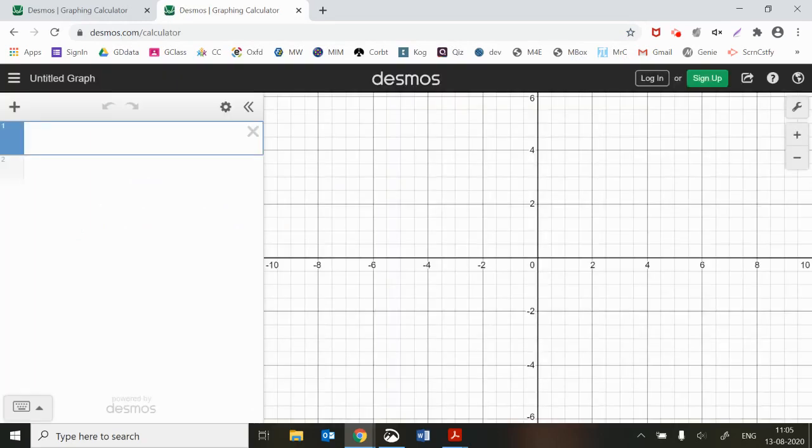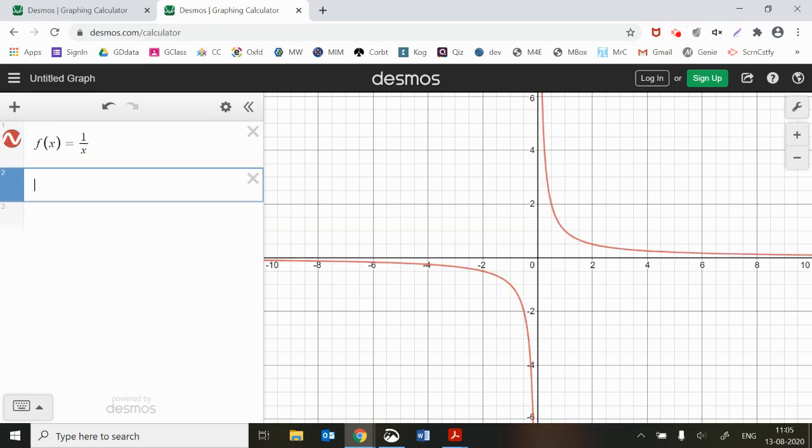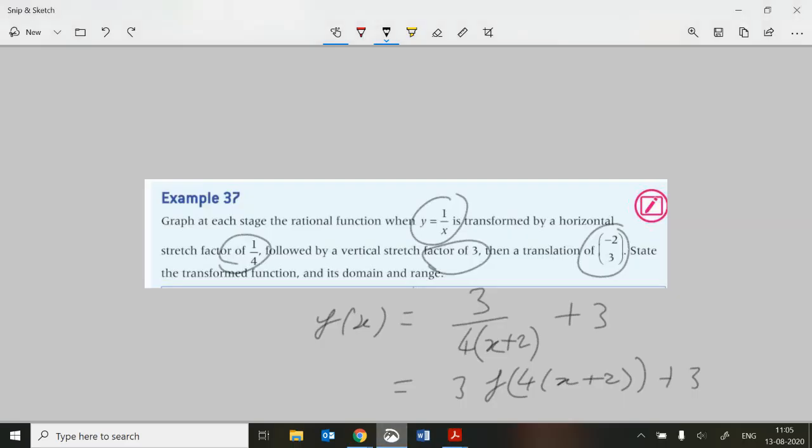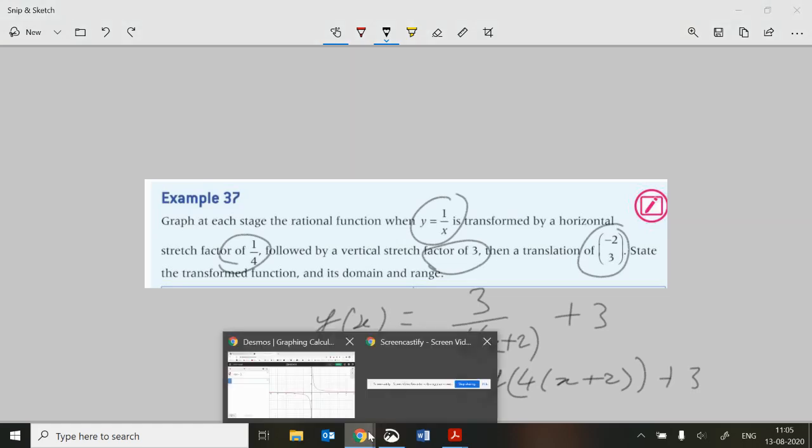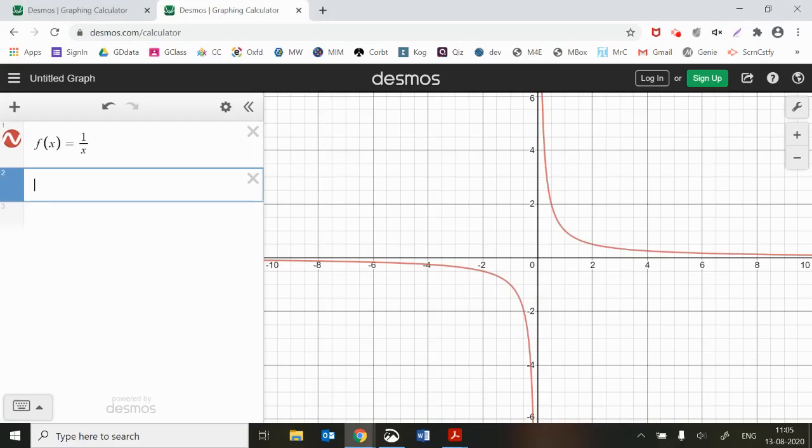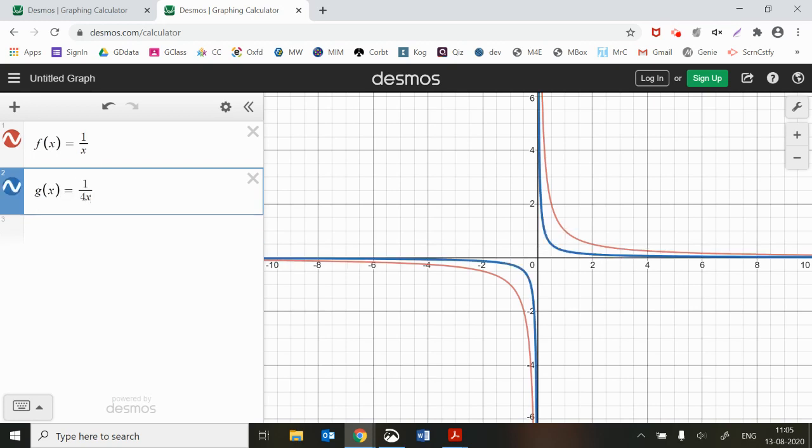Obviously, in an exam situation, you have to get quick at sketching, so you're going to have to get used to that. But let's write down, we've got f of x equals 1 over x. What do they actually ask us to do? They say graph at each stage the rational function when it's transformed by. Okay, so stretch factor of a quarter is going to be our new graph. Let's just write a new graph for this one. This is the next one. That's going to be 1 over 4x.